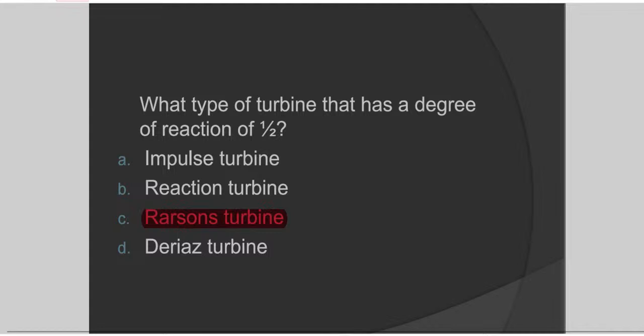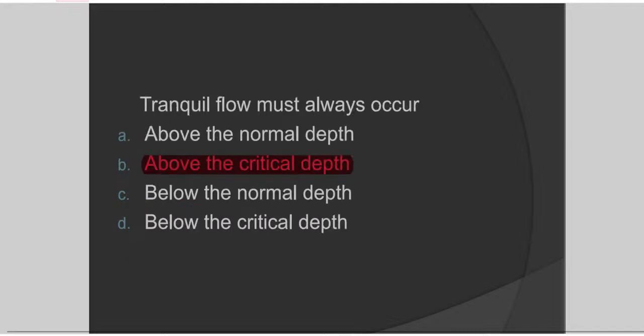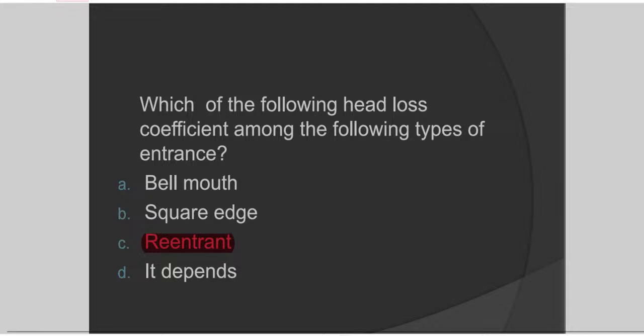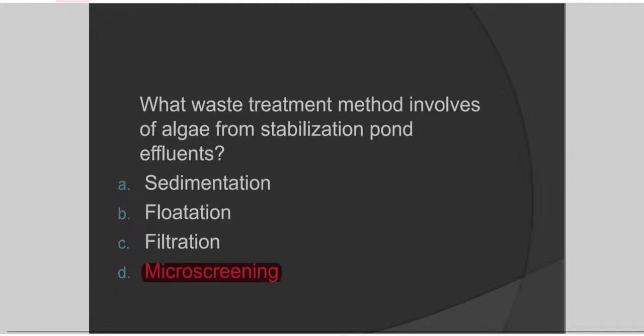C. Parsons turbine. D. Deriaz turbine. Tranquil flow must always occur: A. above the normal depth, B. above the critical depth, C. below the normal depth, D. below the critical depth. Which of the following head loss coefficients is the highest among the following types of entrance? A. Bell mouth. B. Square edge. C. Reentrant. D. It depends. What waste treatment method involves removal of algae from stabilization pond effluents? A. Sedimentation. B. Flotation. C. Filtration.